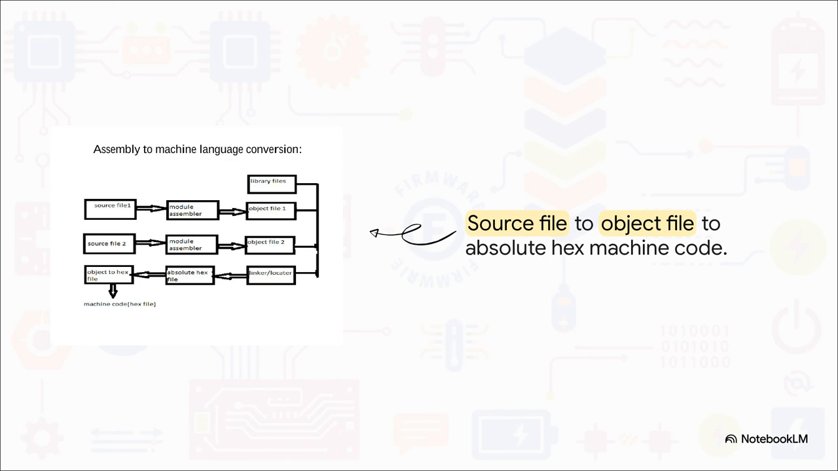And this brilliantly illustrates how human-readable code actually becomes machine action. We're looking at the translation pipeline here. First, an assembler takes your source file and translates it into an object file. Then a linker or locator steps in and pieces together all these different object modules into one absolute hex file. That final hex file is the raw binary machine code, literally just pure ones and zeros, that gets dumped straight into the processor's memory to bring the device to life.